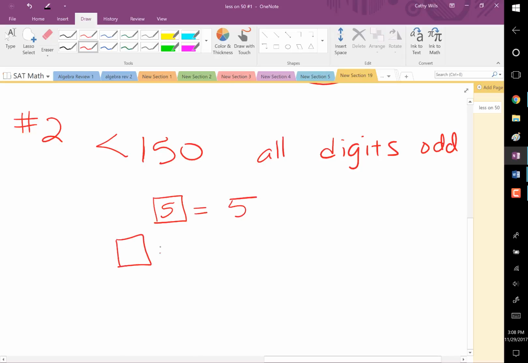For the 2-digit numbers that are less than 150 and have all digits odd, in the first box, the tens place, we can have anything except a 0, because a 2-digit number doesn't start with 0. So that means there are 9 choices for the first digit. Oh, wait a minute, all the digits have to be odd. So no, there are only 5, because we can have 1, 3, 5, 7, or 9.